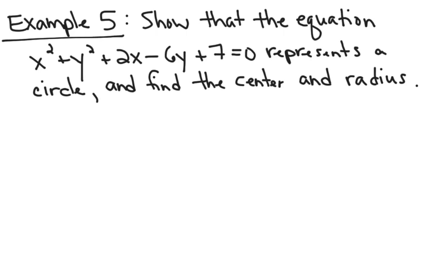Alright, the last thing that we want to cover in the coordinate geometry section, even though there's more information, we're really focusing just on the circles right now. We want to show that the equation x squared plus y squared plus 2x minus 6y plus 7 equals 0 represents a circle, and find the center and radius. Well, it would be helpful to find the center and radius, or if I wanted to graph this, if this equation were in that standard form, (x minus h) squared plus (y minus k) squared equals r squared. And right now it's not.